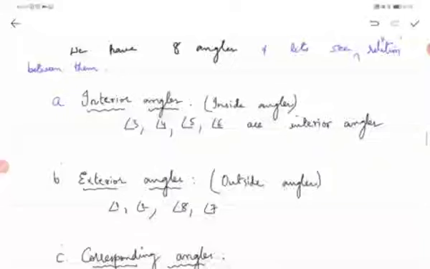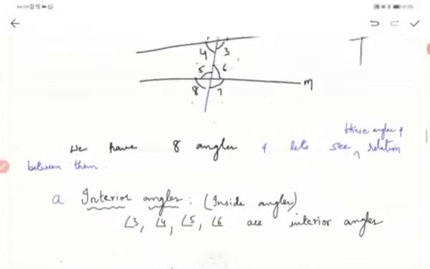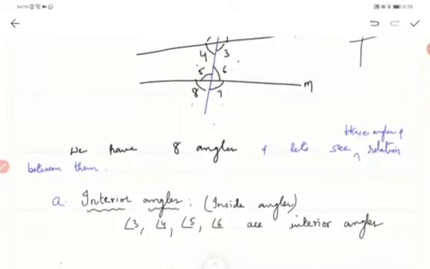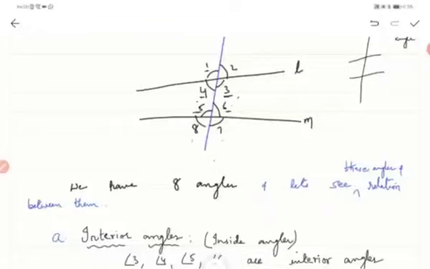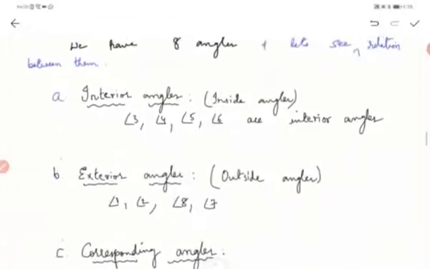As I've told you, interior angles are the inside angles. So from this figure you can say angle 3, angle 4, angle 5, angle 6 are interior angles, and exterior angles are angle 1, angle 2, angle 7, angle 8, isn't it? That is what we've got here.